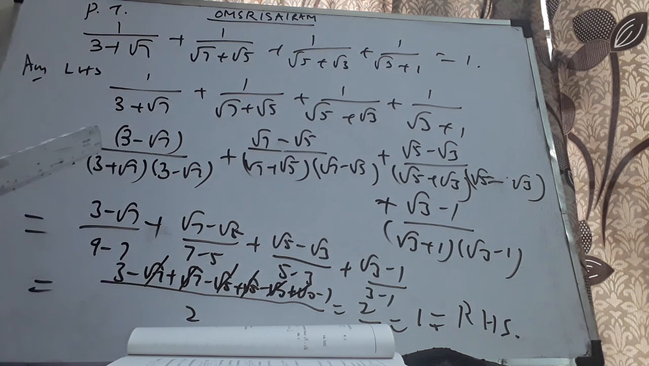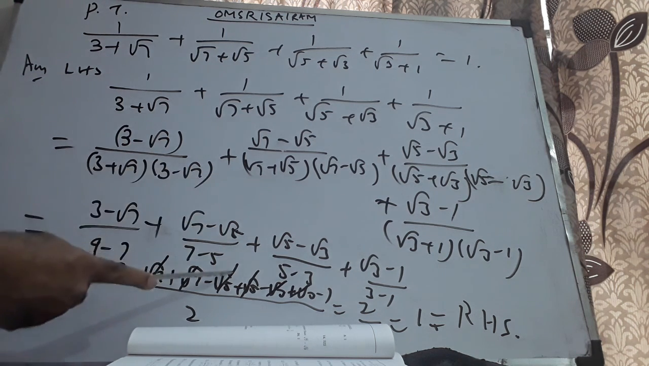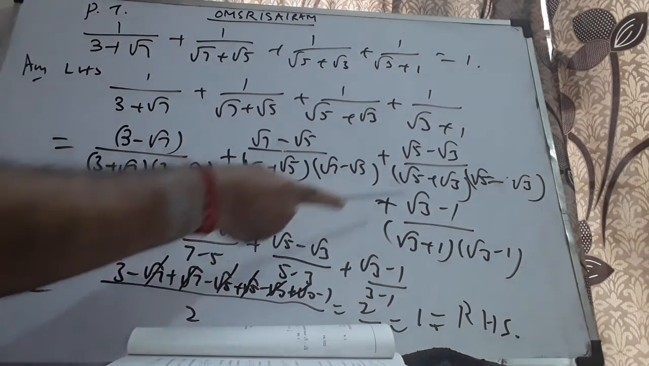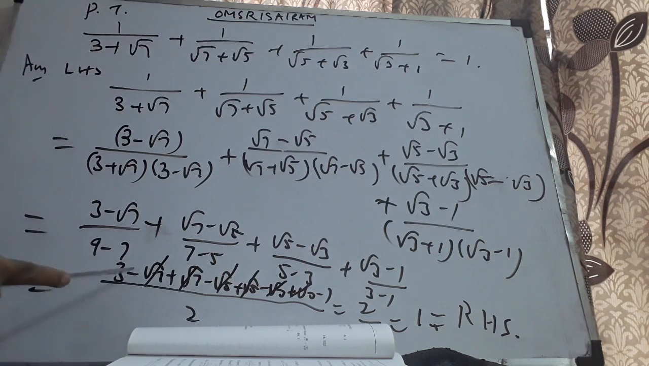Apply a square minus b square in the denominator everywhere. 3 minus root 7, this is 9 minus 7, plus root 7 minus root 5, this is 7 minus 5, plus root 5 minus root 3, this is 5 minus 3, this is anyway 3 minus 1. Everywhere the denominator is 2. When there is a common denominator, we can add the numerators.